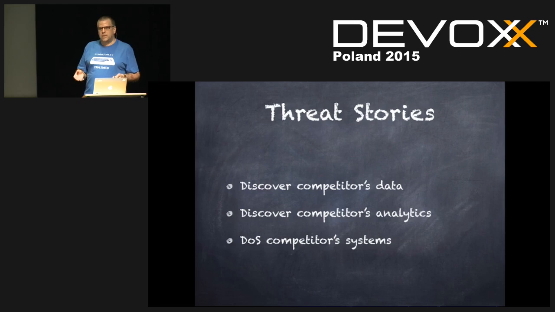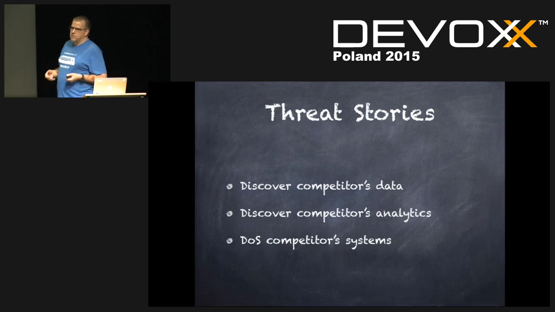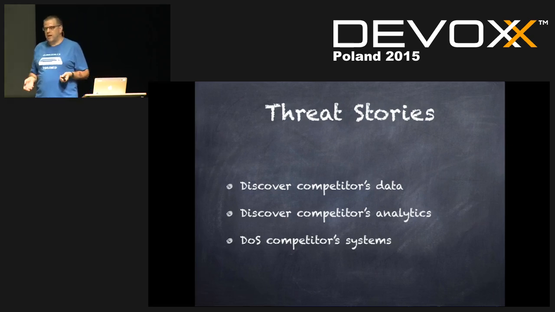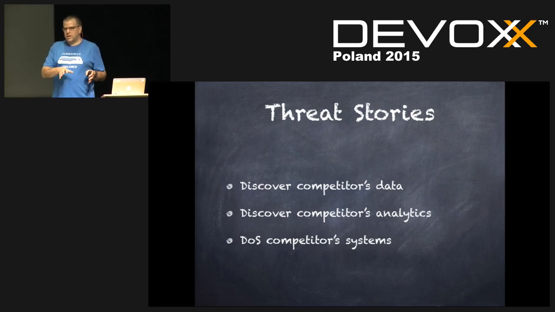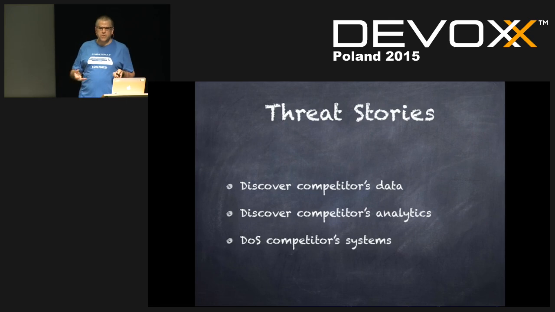And the third thing is being able to do a denial of service attack on a competitor's system can be of value. Especially in real time, if you're doing financial work, if you can slow one of your competitors down, if you can basically cause stress on their system, you have an advantage because sometimes milliseconds count. So those are the three threat stories that I've been keeping in my head as I've been trying to figure out how to secure a system.